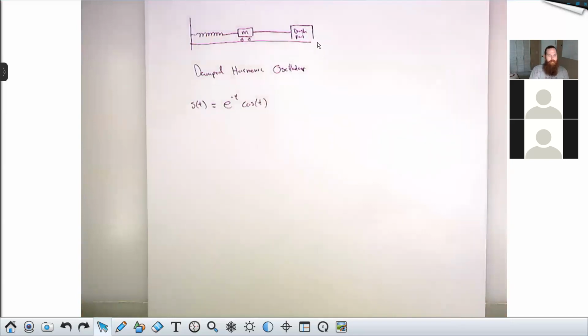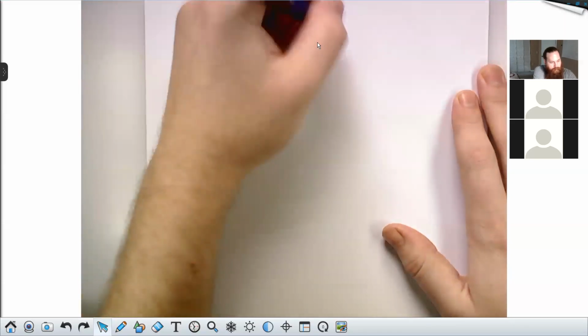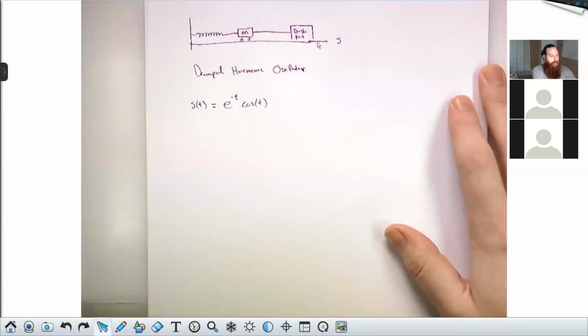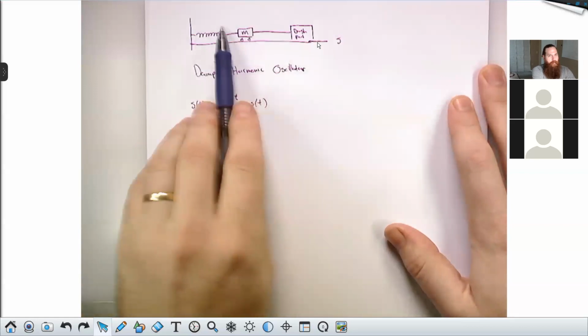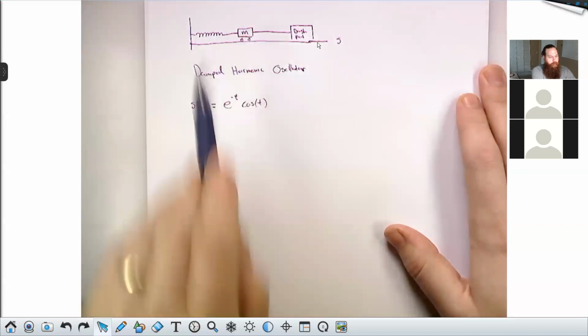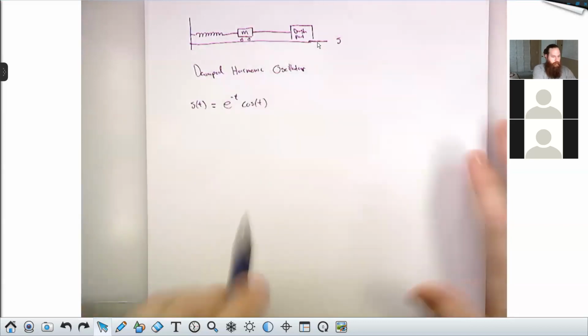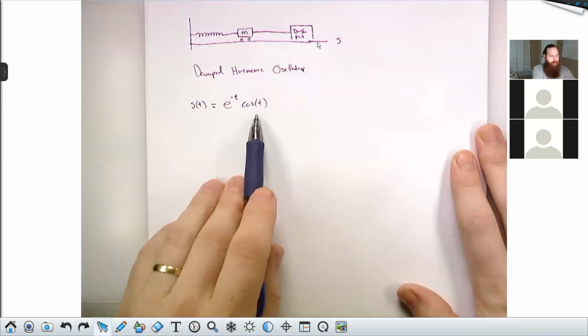So if S is the position, if this is the S axis, and you're thinking of this thing as bouncing back and forth here over some amount of time, then the position of that cart after you release it will follow something like this. Cos t, we know what that looks like. That's a regular cosine wave.